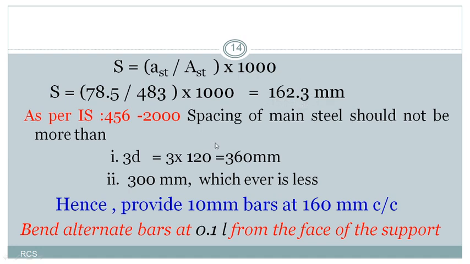So I will round it to provide a 10 mm bar at 160 mm center to center. And when you are providing these bars, they should be bent alternately at the face of the support, at a distance of 0.1 L meter from the face of the support, similar to your beams. So this is all about the calculation of steel for the main reinforcement and its spacing.